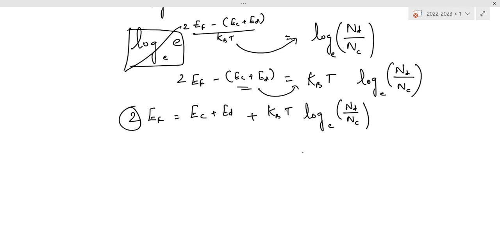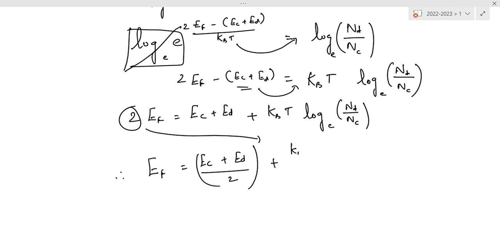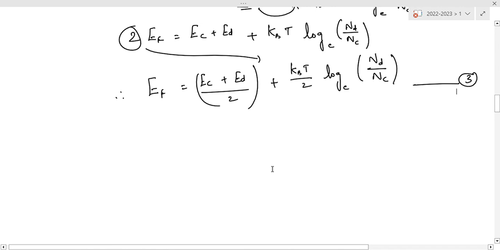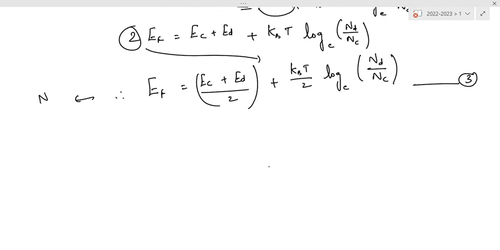Then this 2 is also taken towards the other side. Therefore EF is equal to (EC plus ED) by 2 plus (kBT by 2) logarithm of ND divided by NC. So let this be equation number 3. So we have found the position of Fermi energy level in the N-type extrinsic semiconductor.